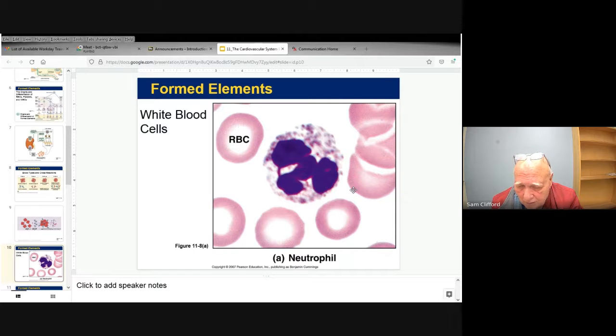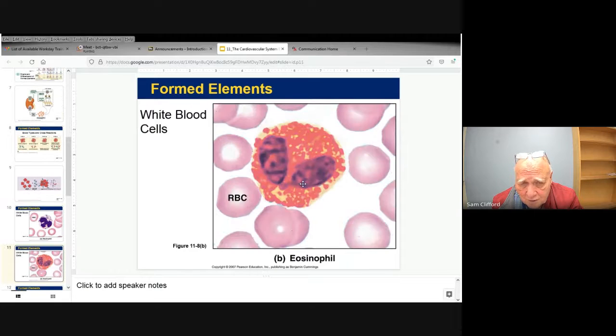So we talked about neutrophils. Neutrophils are the most abundant white blood cell. These are red blood cells. Look at the relative size. This is 7 to 8 microns, maybe 15 microns, the neutrophil. Then we have eosinophils. Never let monkeys eat bananas.